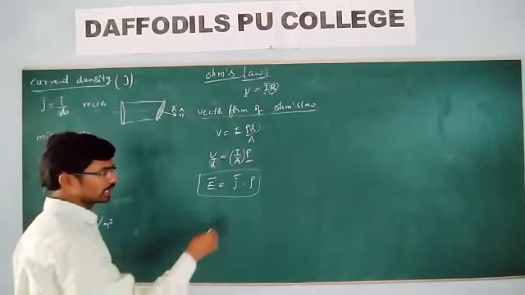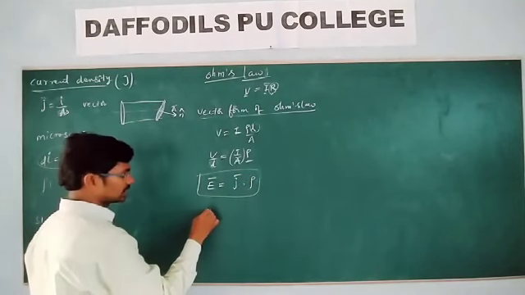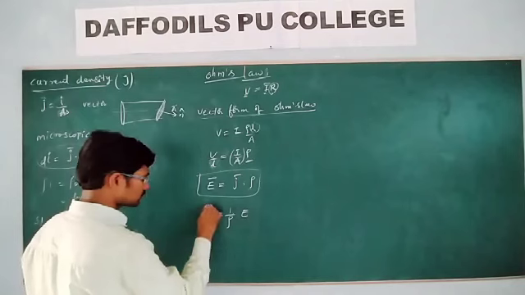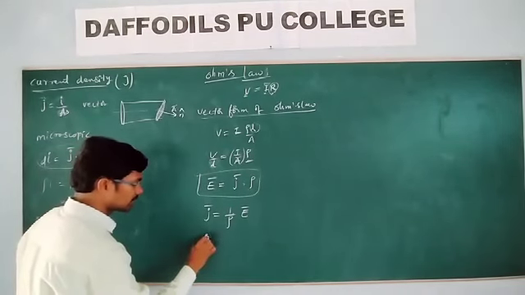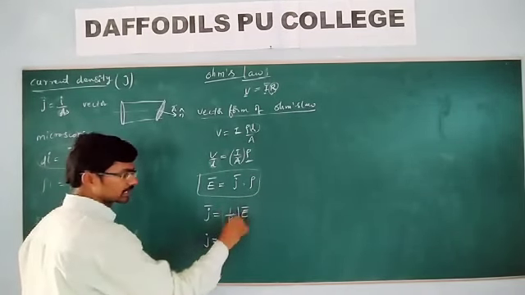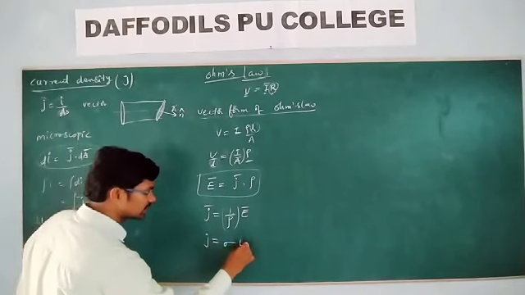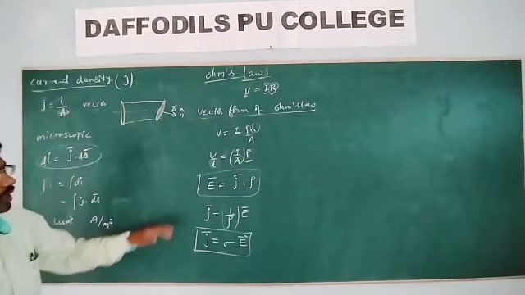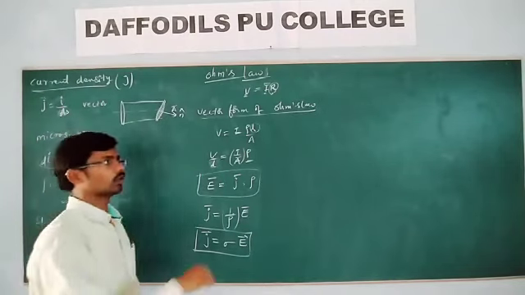Or you can bring rho to this side: J is equal to 1 by rho into E bar. Then J bar is equal to sigma E bar, where 1 by rho is the conductivity sigma. J bar is equal to sigma E bar. This is the vector form of Ohm's law.